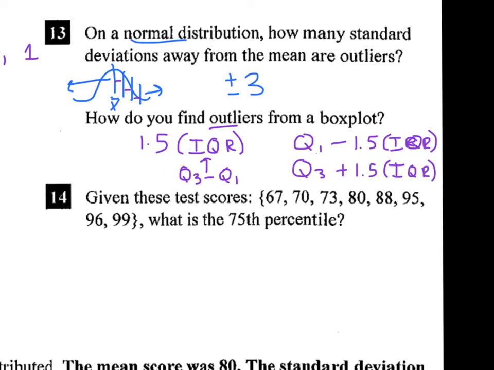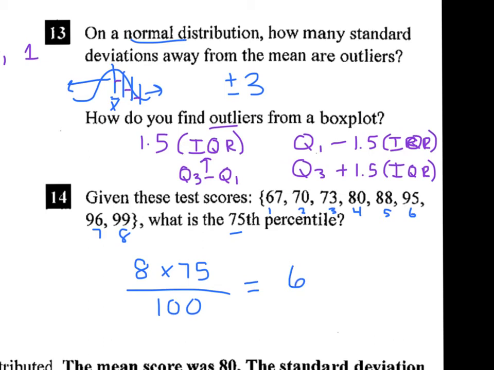For this list of numbers, there's 1, 2, 3, 4, 5, 6, 7, 8 items in the list. We want the 75th percentile. So we take all 8 numbers, multiply them by 75, because that's the percentile we're trying to find, and divide by 100. That comes out to 6. So the 75th percentile is the 6th number in the list, which is 95. So a score of 95 is the 75th percentile.